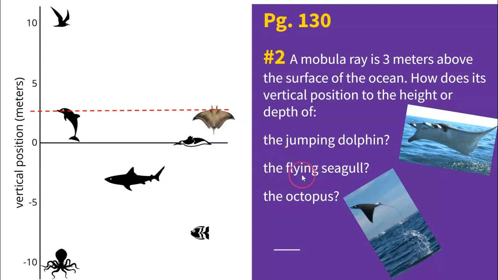What about the flying seagull? Okay, well, we had said that the dolphin was at 3 meters above sea level. The seagull was at 10 meters above sea level. The mobula ray is also 3 meters above the sea level. So what is the difference in vertical distance on the number line? How far is +3 from +10? Okay, and you should say that the seagull is 7 meters above the mobula ray.